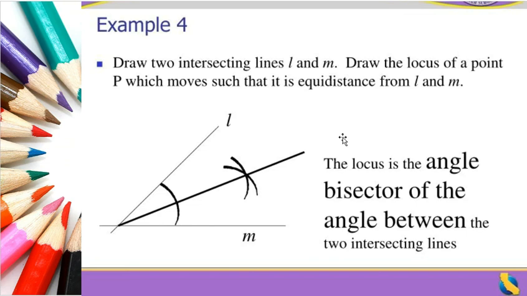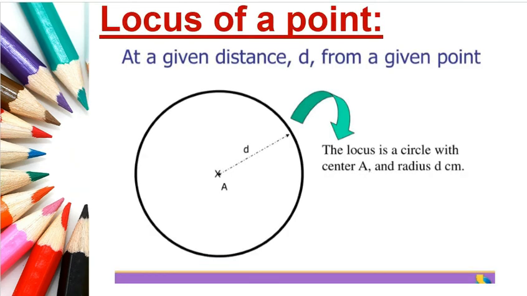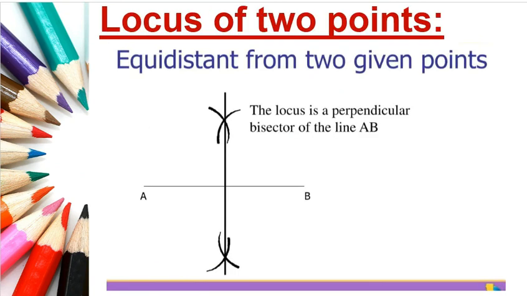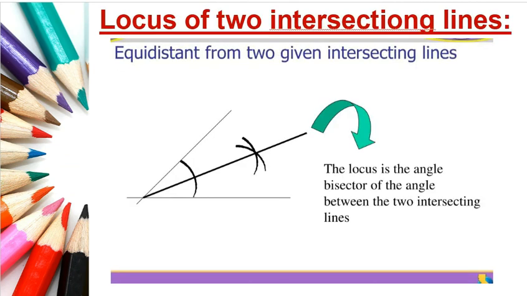So I am repeating, the locus of a single point is a circle. Locus of a fixed line is parallel lines. Locus of 2 points is a perpendicular bisector. Locus of 2 intersecting lines is an angle bisector on the common point.